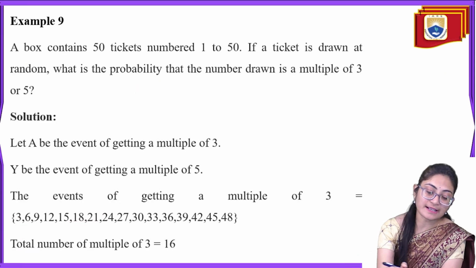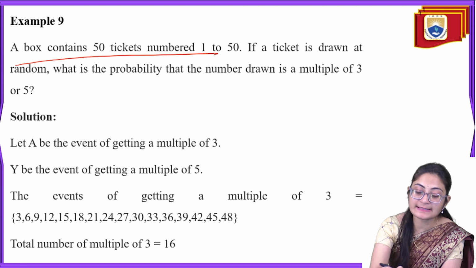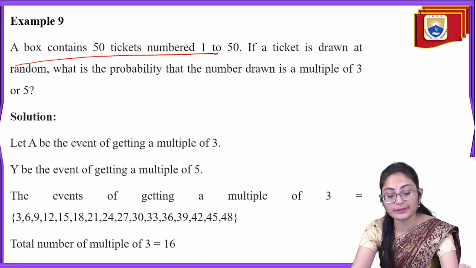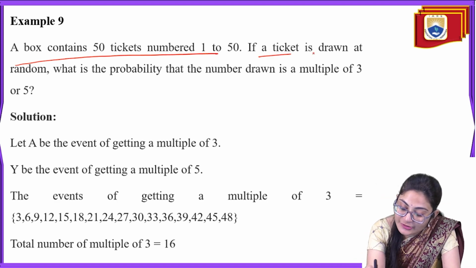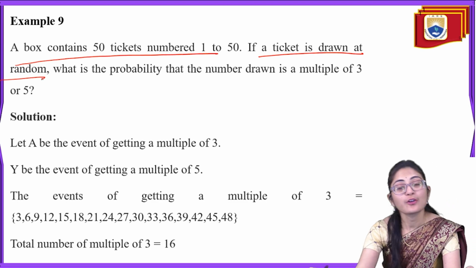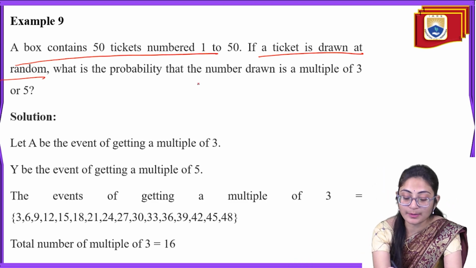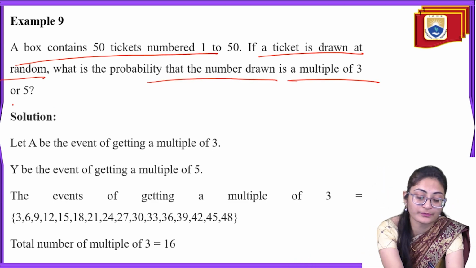Now the next question is that a box contains 50 tickets numbered 1 to 50. If a ticket is drawn at random, what is the probability that the number drawn is a multiple of 3 or 5?